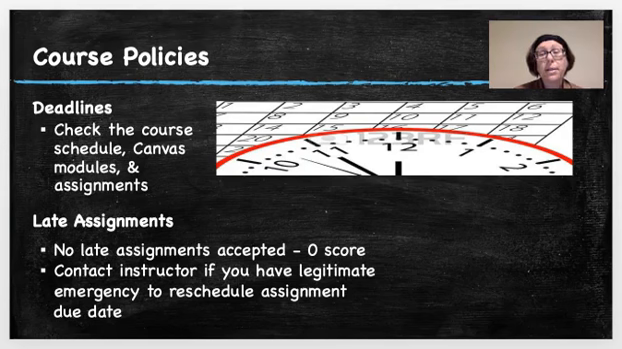We do not accept late assignments in graduate school. You will have a score of 0. So contact your instructor or your committee chair if you have a legitimate emergency to reschedule your assignment due date. Do not do it post hoc. Please be upfront with your planning and reach out to your professors in advance. I expect you to communicate with me at the earliest reasonable opportunity through email or telephone.